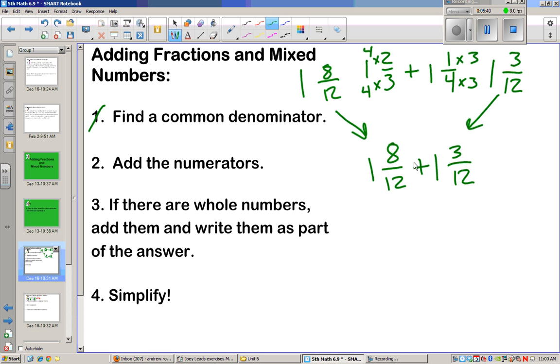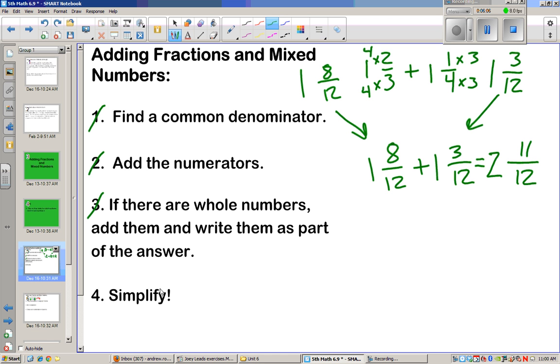Now I add the numerators. 8 plus 3 is 12. Nope, sorry, 11. So 8 plus 3 is 11. Are there whole number parts? Yes, there are. 1 plus 1. I'm going to add them. 1 plus 1 is 2.